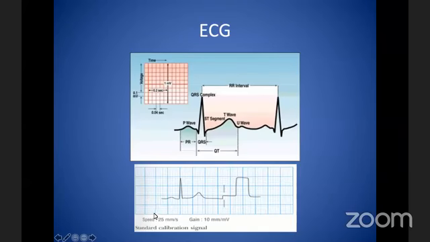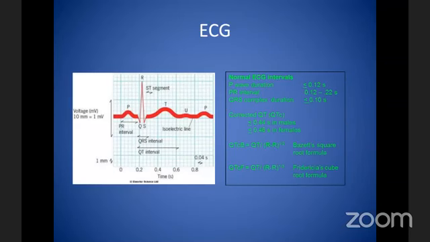This is more important. Why? Because 5 big squares equals 1 second if you set up the paper speed at 25 millimeters per second. If this is set up wrongly, your heart rate calculation can be wrong. So certain normal parameters that you need to be aware of.